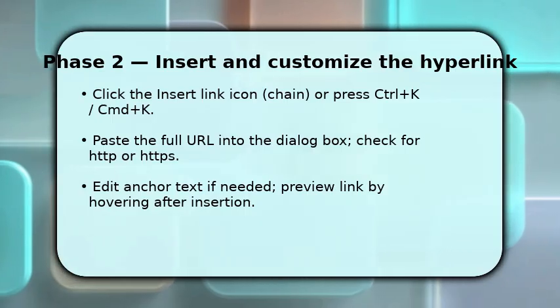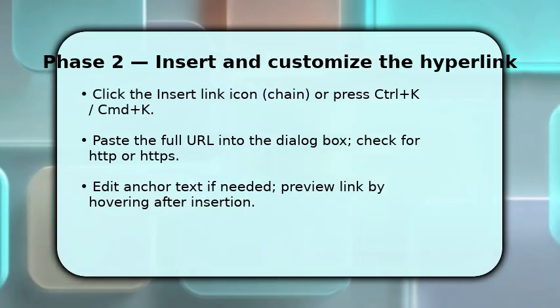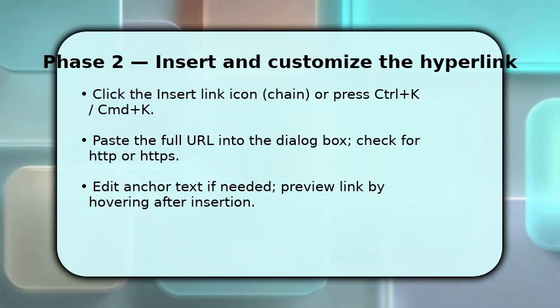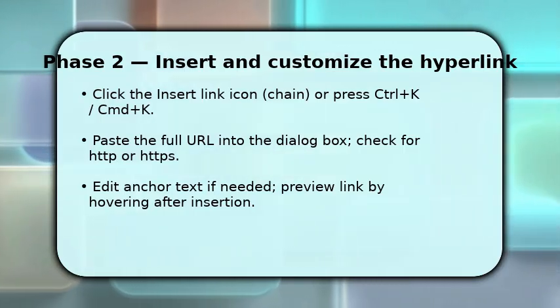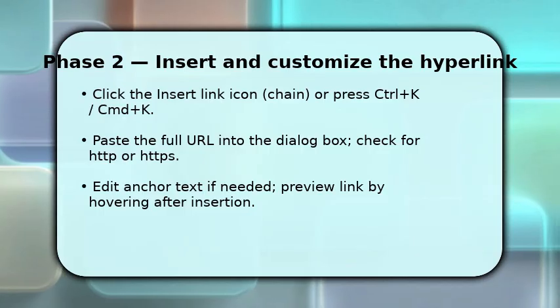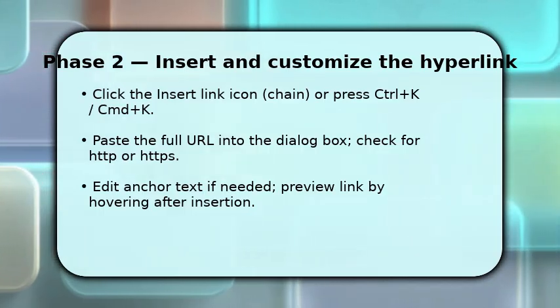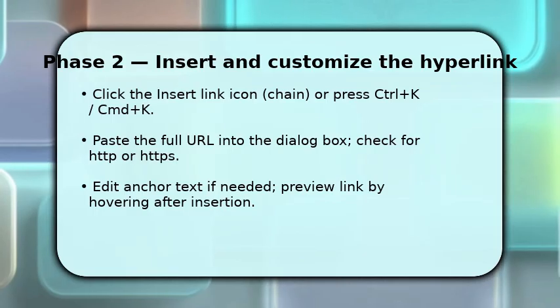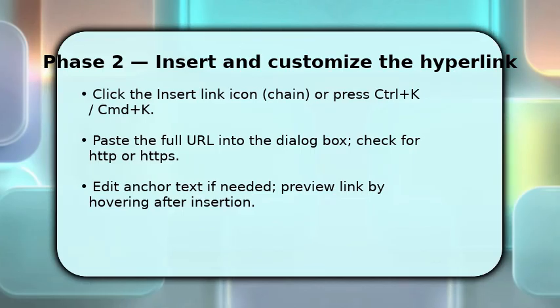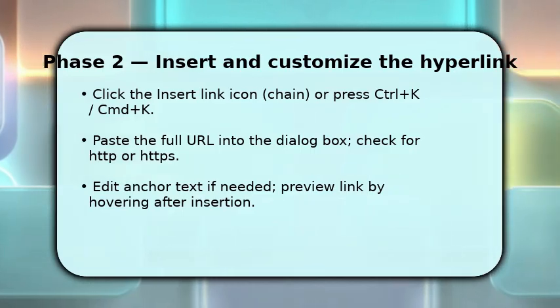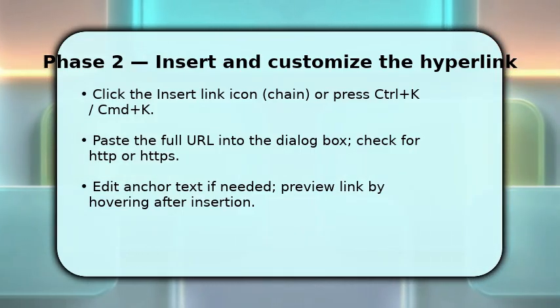This is the core step. Paste the full URL including HTTP or HTTPS so the link resolves correctly, and then confirm. Gmail shows a preview of the destination. If the anchor text needs changing, edit it now so the recipient sees clear, concise wording. Once done, click Apply. Make sure the link points to the intended page to avoid confusion or broken navigation.